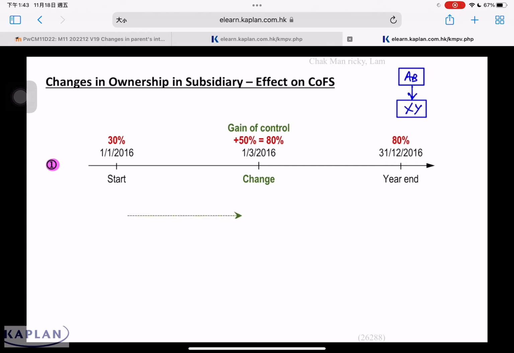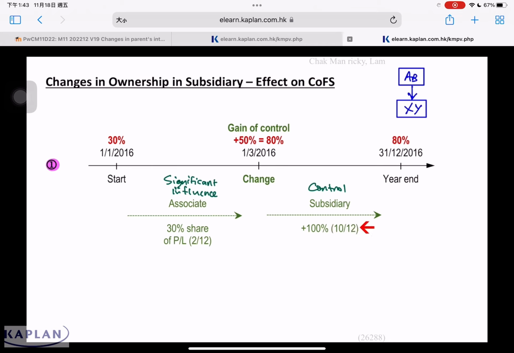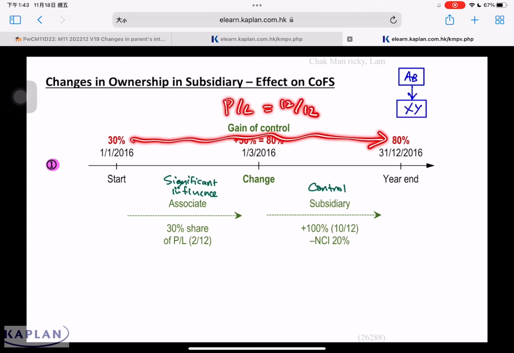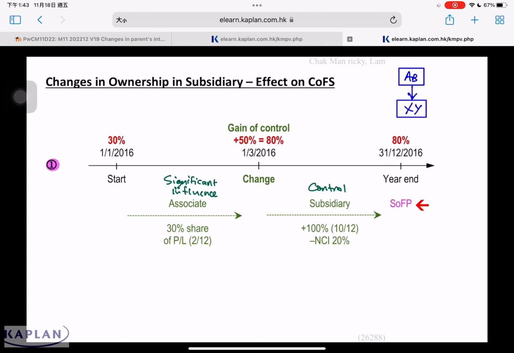The first 2 months, because it's only 30%, we consider this as an associate. Associate means 30% share of profit or loss for these 2 months, because they have significant influence for 2 months. Thereafter, it becomes a subsidiary. We must consolidate 100% for 10 months, and for this 10 months consolidated, we must deduct 20% of NCI share. This is for profit and loss. Profit and loss is for 1 year. At the year end, when we prepare the balance sheet, we must do 100% consolidation, then we must account for 20% of NCI. That's how it affects our financial statements from 30% increase to 80%.